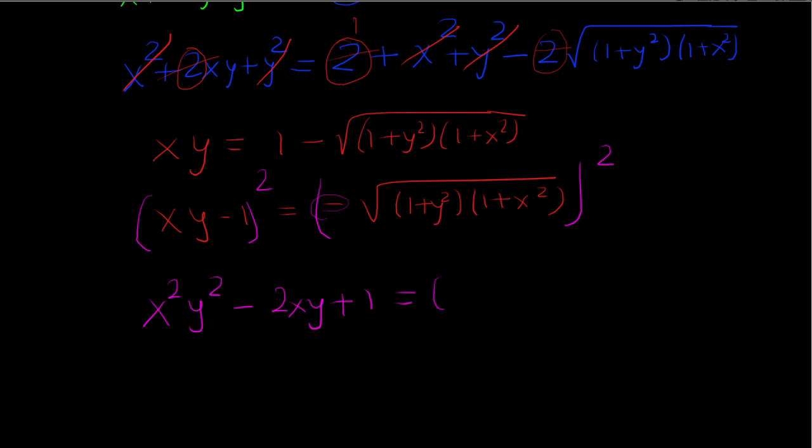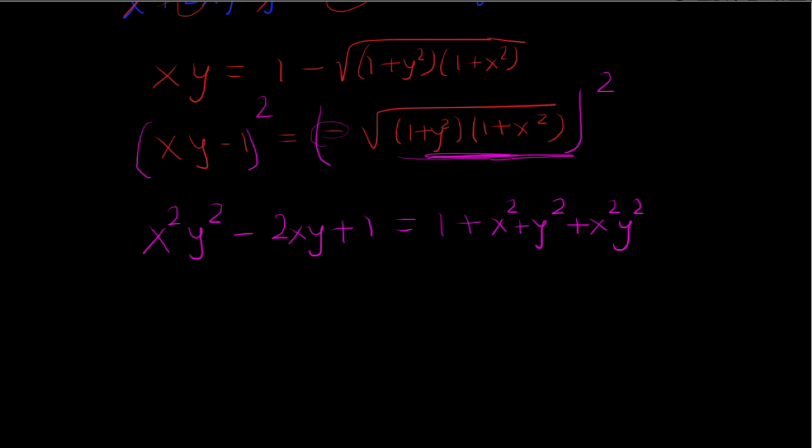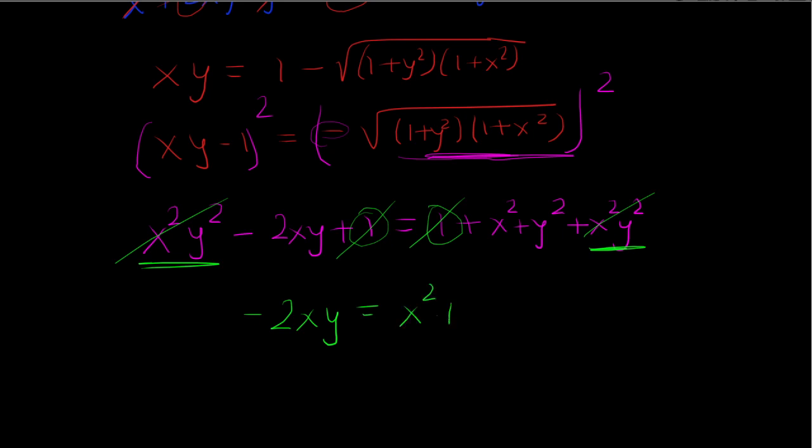So actually keep in mind here, we should simplify inside here, so we have to FOIL it out. So there'll be 1 plus x squared plus y squared plus x squared times y squared. So as we see, there's a copy of x squared y squared, another copy of x squared y squared. That's going to go away. Also, you have 1 here on each side. That goes away. So we're left with negative 2xy equals x squared plus y squared.